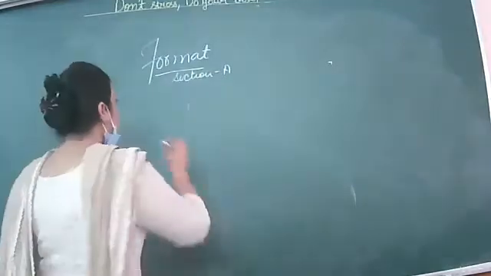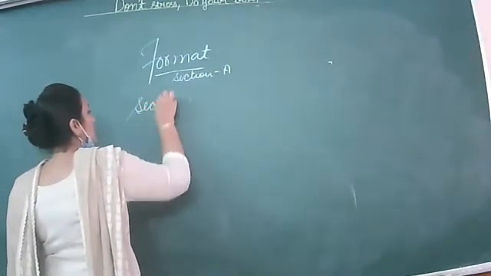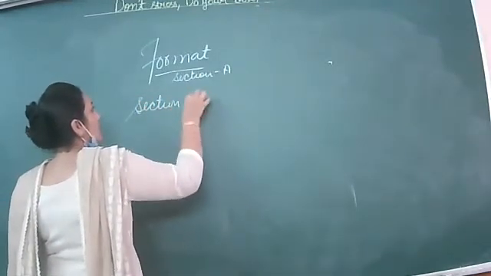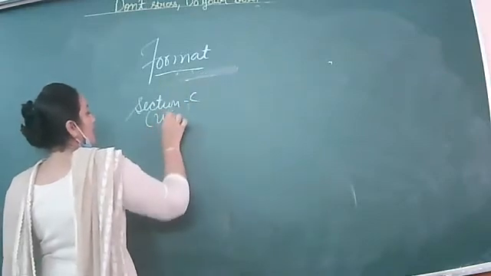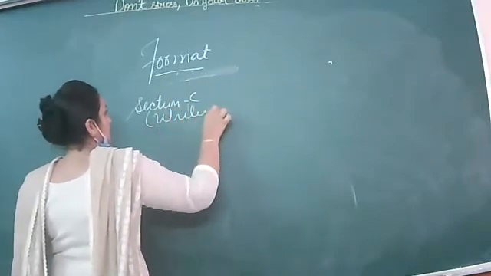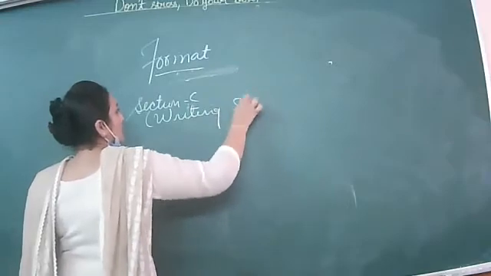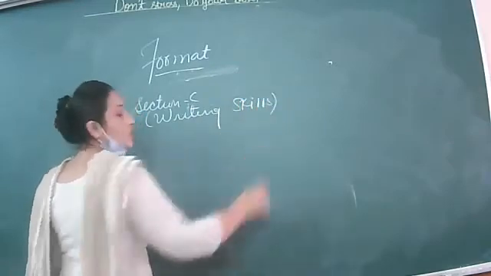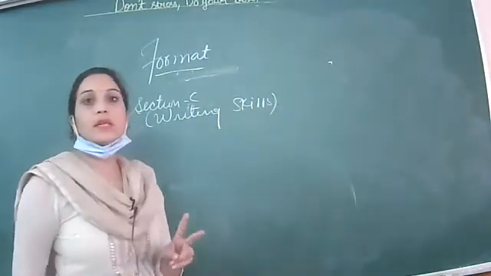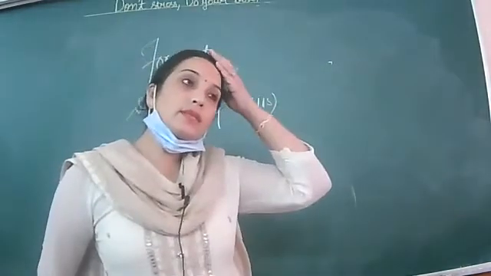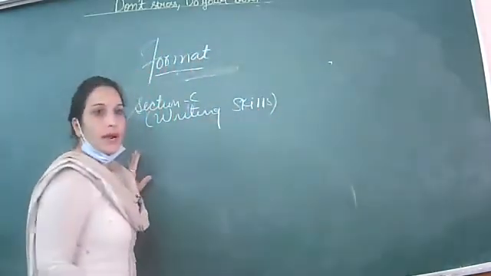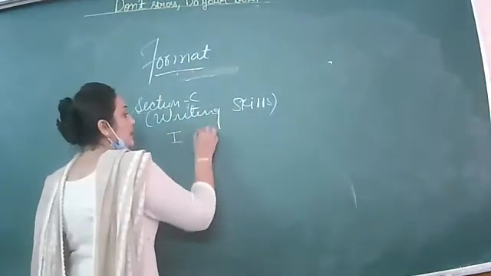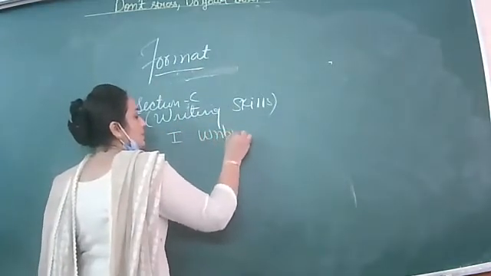After that, what will happen now? Next, Section C. Section C will have writing skills. Earlier, what was the trend in your paper? Two writing skills were asked. But now what will happen? There will be two writing skills, but the first writing skill will be the same, simple.